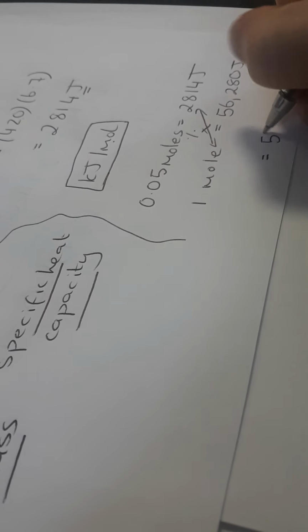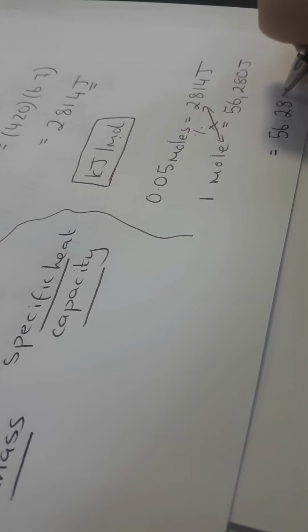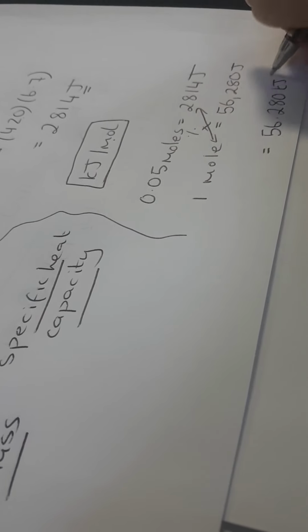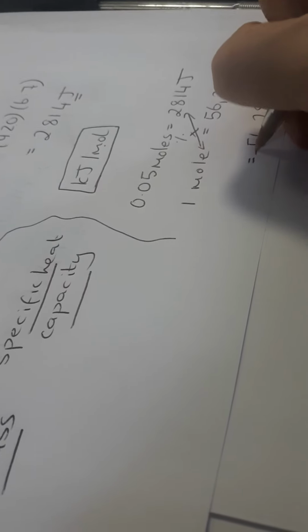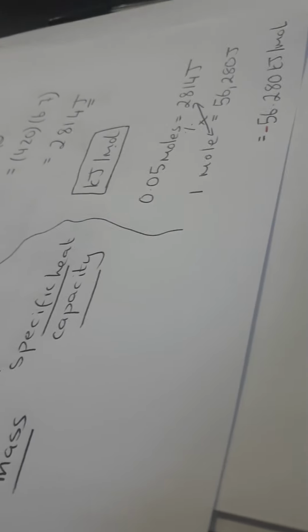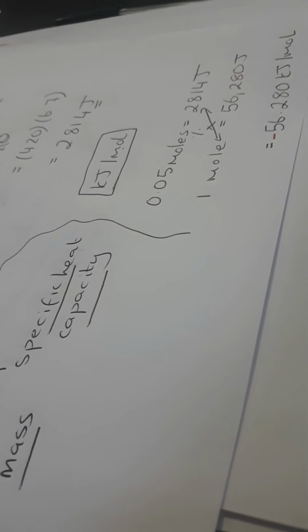I'm going to convert that into kilojoules next, and I divide by 1,000. There's 1,000 joules in a kilojoule. And that is in kilojoules per mole. And remember, heat of neutralization is always a negative answer. So you have to put in the minus sign there.